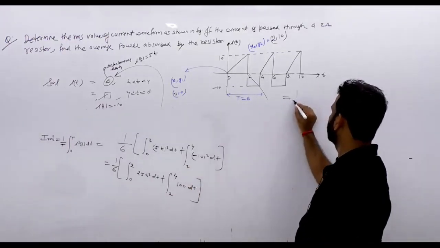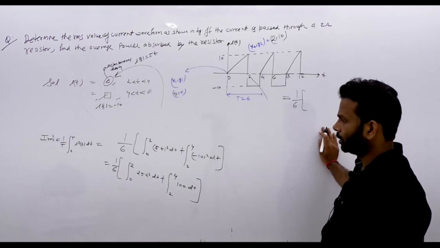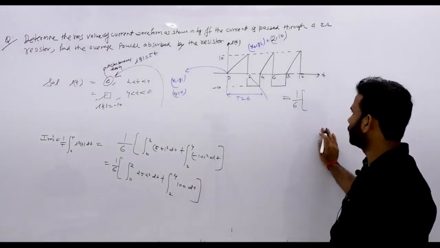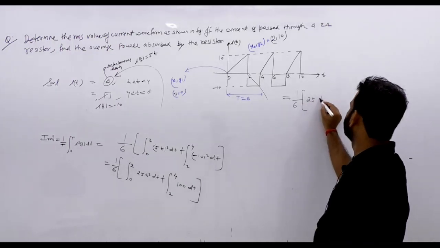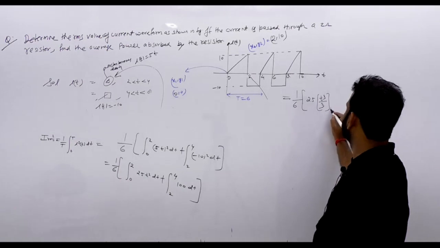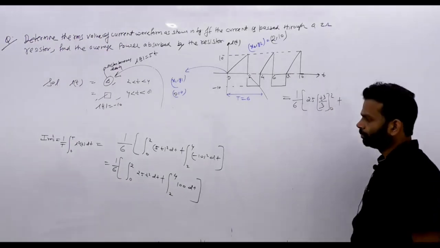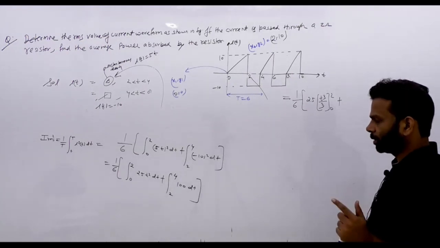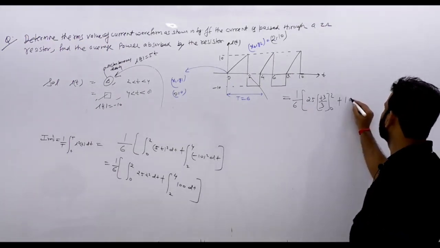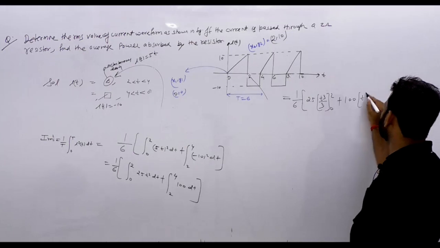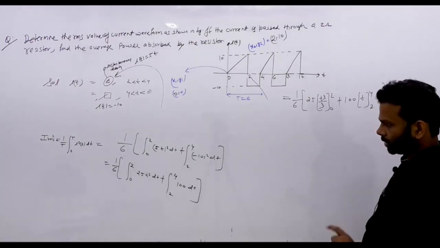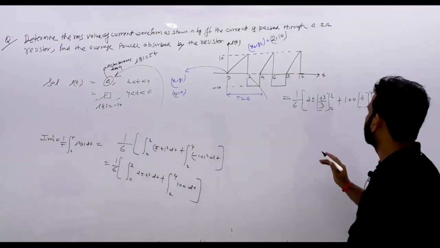this is 1 by 6, and if we integrate t square with respect to t, then it is t cube. Okay, up to here. And from where to where will the limit be applied? 0 to 2. Next, this is 100, and integrating 100 with respect to t, then it is 100t, and the limit is from 2 to 4. I think everything is correct. Yes, we have everything correct.